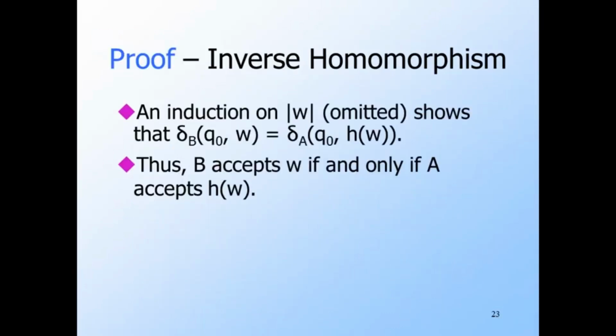We're not going to do the complete proof that regular languages are closed under inverse homomorphism. The heart of the proof is an induction on the length of W that says that W takes automaton B from the start state to state P, if and only if the string H of W takes automaton A from the start state to the same state P. That's this equation. Now B accepts W and A accepts H of W if and only if P is a final state. That is, W is in the language of B if and only if H of W is in the language of A, which is the same thing as saying B accepts the H inverse of the language of A.